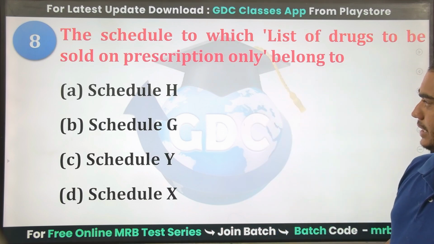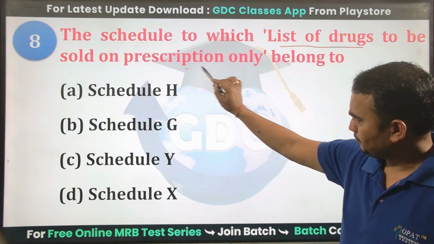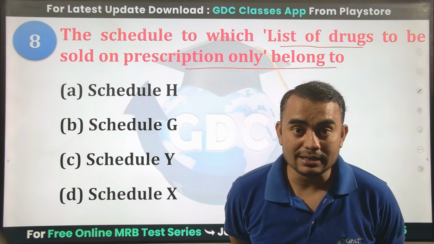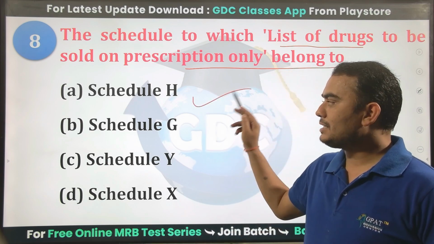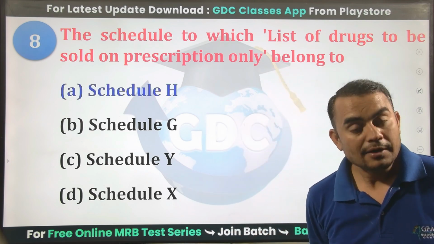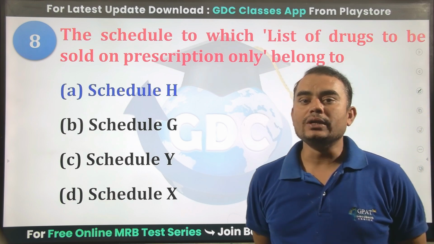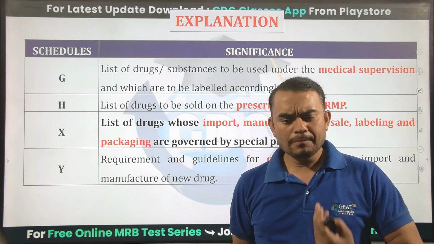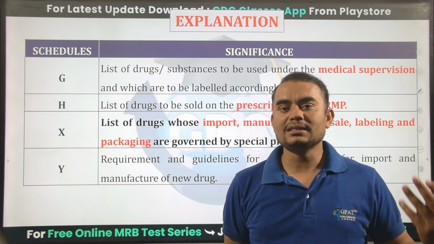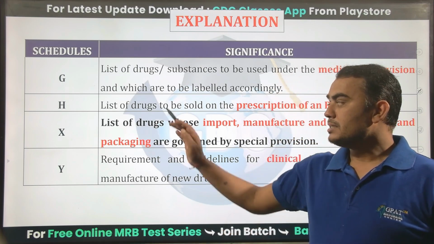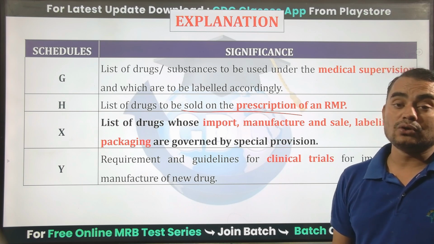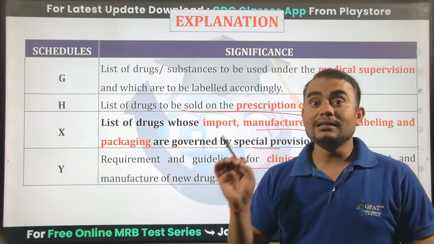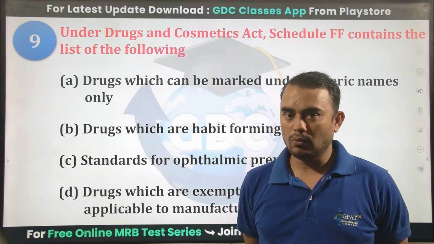Next, the schedule to which the list of drugs to be sold on prescription only belongs. All the drugs which come under prescription are put under Schedule H. Yes, Schedule H medications are called prescription drugs, because to purchase these drugs you need an RMP prescription. That's why these are called prescription drugs. Schedule G: special products taken under medical supervision. Schedule H: prescription. Schedule X: narcotic and psychotropic substances governed by special provisions, while Schedule Y contains clinical trial requirements and guidelines.